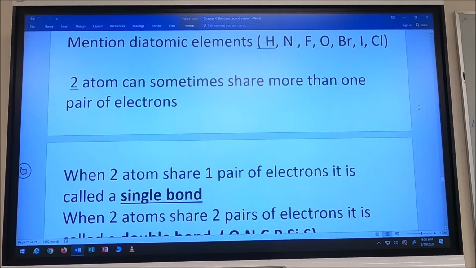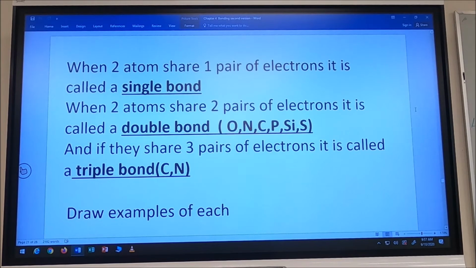Now, in some situations, atoms can share more than one pair of electrons. When two atoms share one pair of electrons, we call it a single bond. When atoms share two pairs of electrons, we call it a double bond.